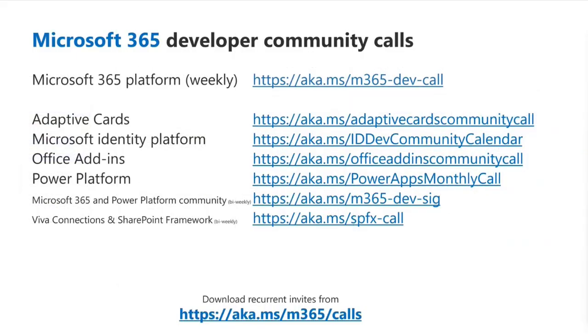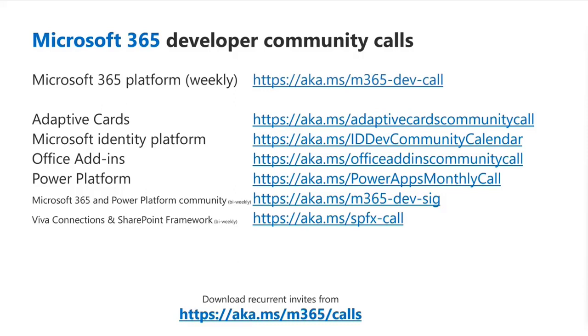Related to the community calls, we do have quite a few of them. We are still looking into doing a bit more consolidation with this, but primarily the calls right now which are still executing are this Tuesday call happening every single Tuesday at 8 a.m. Pacific time, and that's a weekly call. On top of that, we have Adaptive Cards, Microsoft Identity Platform, Office Settings, and Power Platform monthly calls. And then we have a Thursday 7 a.m.